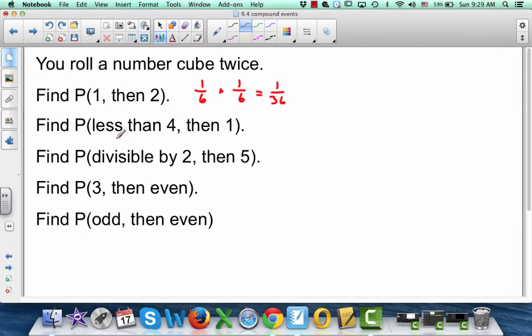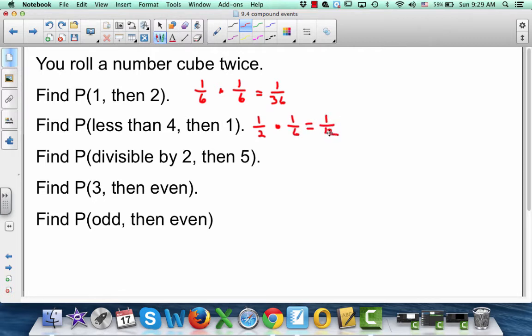All right, probability of a number less than 4, 1, 2, or 3, then a 1. So that would be 3 out of 6, or 1 out of 2, times the probability of a 1, which is 1 out of 6. So that gives us 1 out of 12.